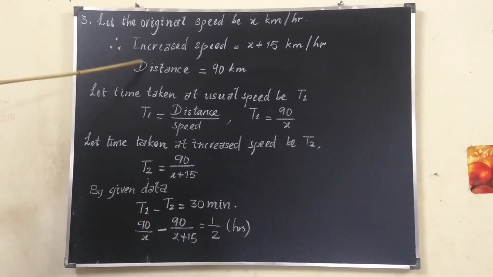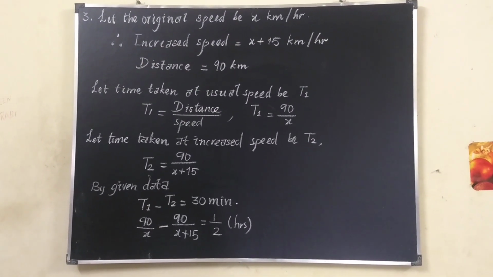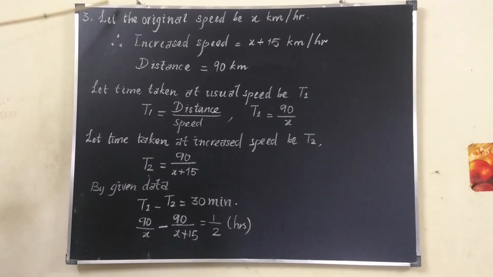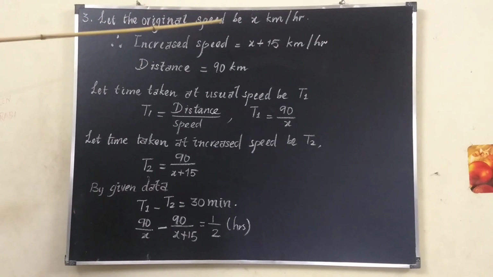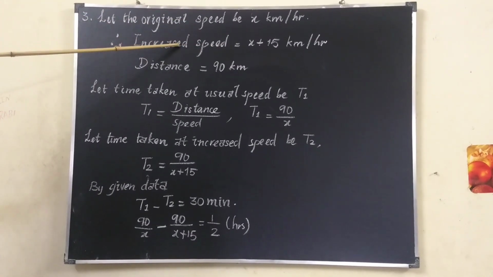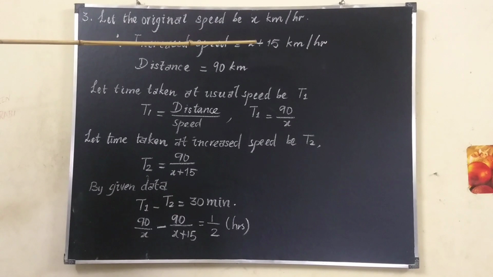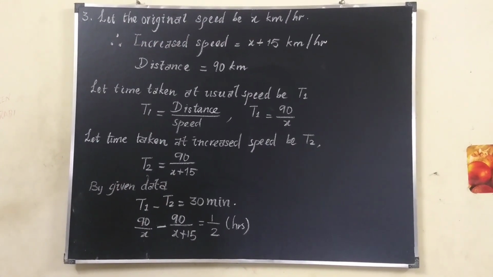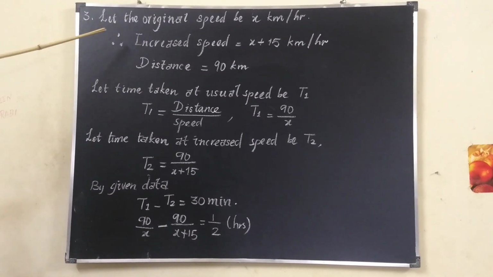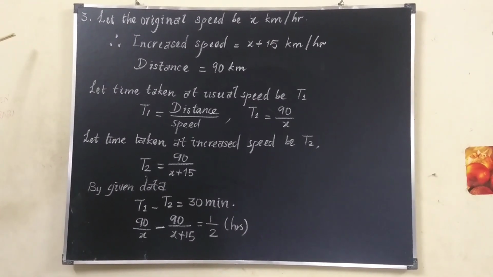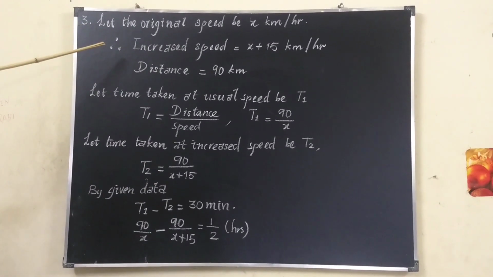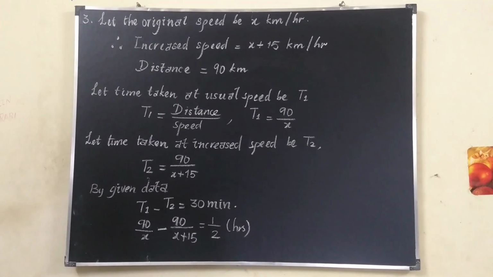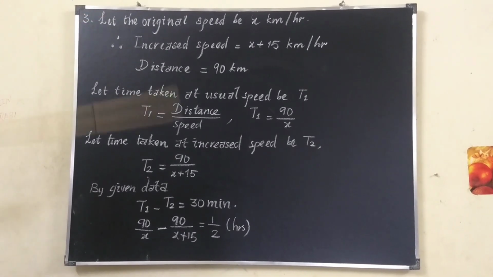And the distance given is 90 km. So, we are asked to find the original speed. So, original speed is equal to x km per hour. And the speed increases by 15 km. Therefore, increased speed is original speed plus 15, x plus 15 km per hour. Distance is equal to 90 km. And at the increased speed, the bus will take 30 minutes less than the time taken in original speed.